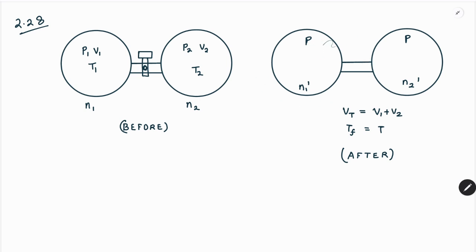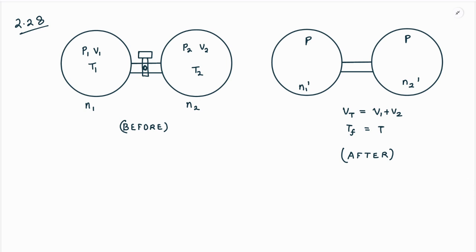Afterwards the valve is opened, and the situation is something like this, that the pressure on both sides will become equal. In case of equilibrium, the total volume will become V1 plus V2 and the final temperature will become T, and this is the situation after the valve is opened and equilibrium is reached.